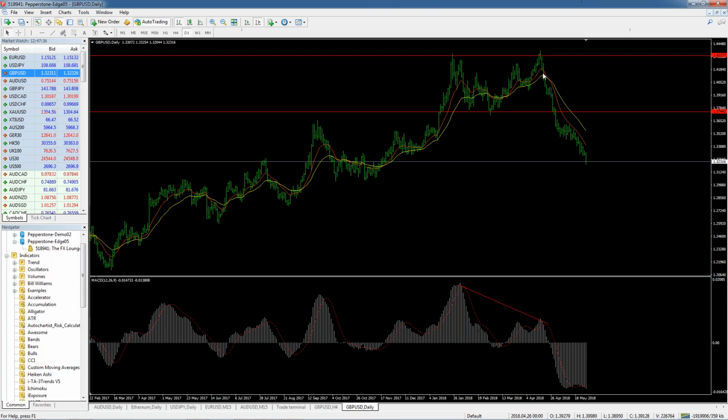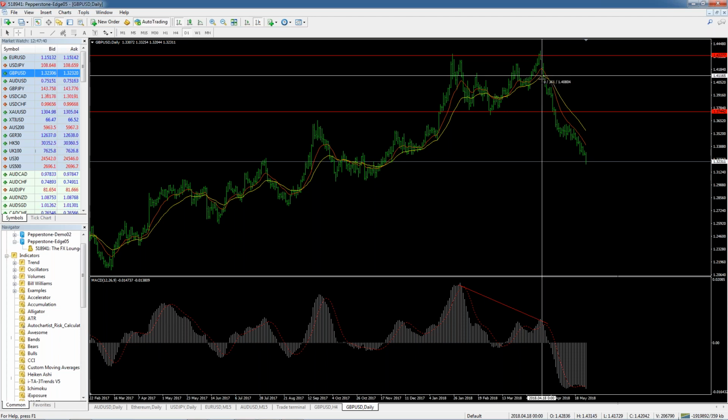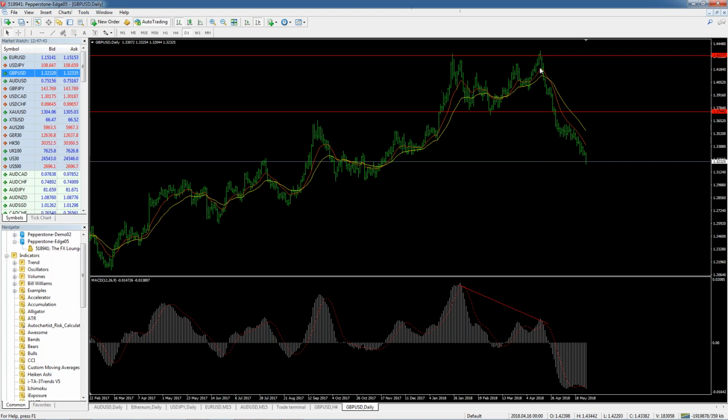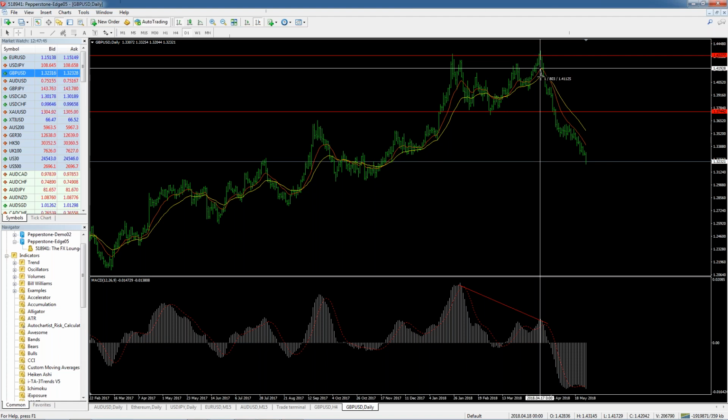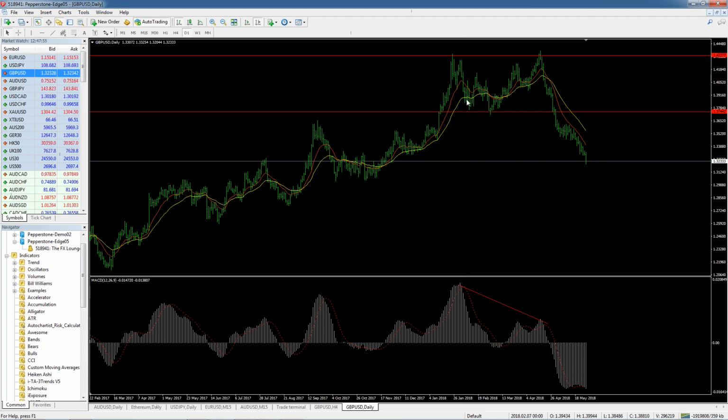We can see that they're a lot closer here, and to measure that in pips, let's have a look. Okay, so that's an 80 pip gap there. Okay, and here it is almost 180. It's more than double. Yeah. Okay, so the distance between here and here is almost double.